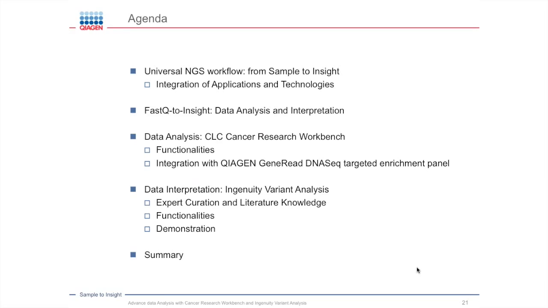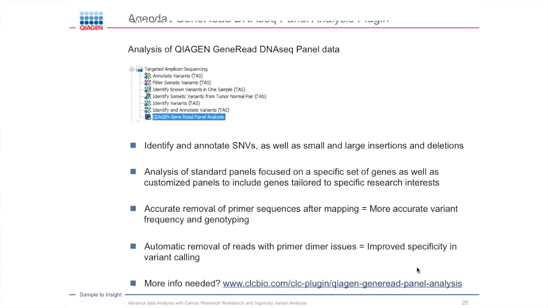It will accurately remove the different primer after the mapping to provide you more accurate variant frequency and genotype information. It will automatically remove the read with primer dimer issue, so to improve the specificity in the variant calling. And if you need more information, it might take a little bit longer to do this, but there is QIAGEN GeneRead panel, so we have help documentation only talking about the specific plugin here that is already included.